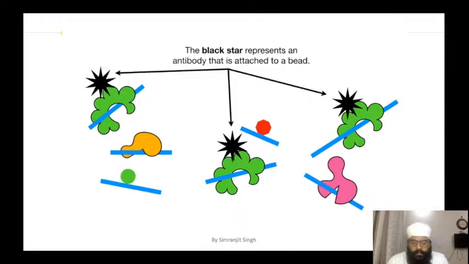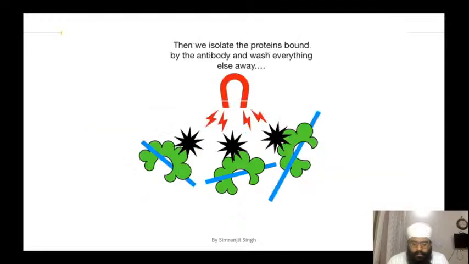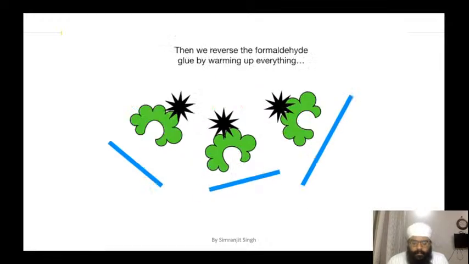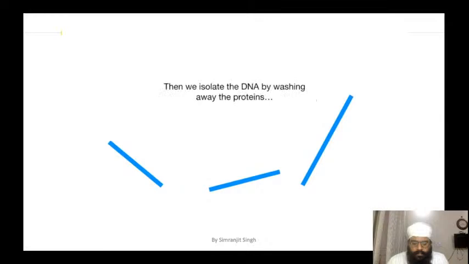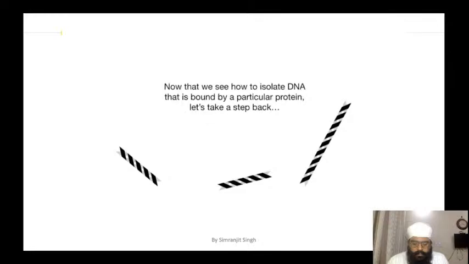The black star represents an antibody that is attached to a bead. Then we isolate the proteins bound by the antibody and wash everything else away. Then we reverse the formaldehyde glue by warming up everything. Then we isolate the DNA by washing away the proteins, including the histones. Now that we see how to isolate DNA that is bound by a particular protein, let's take a step back.